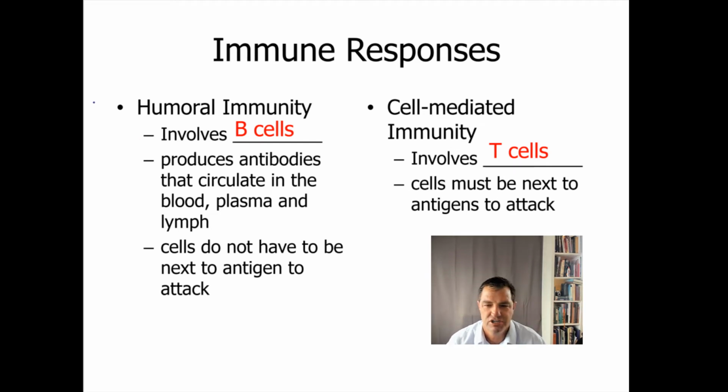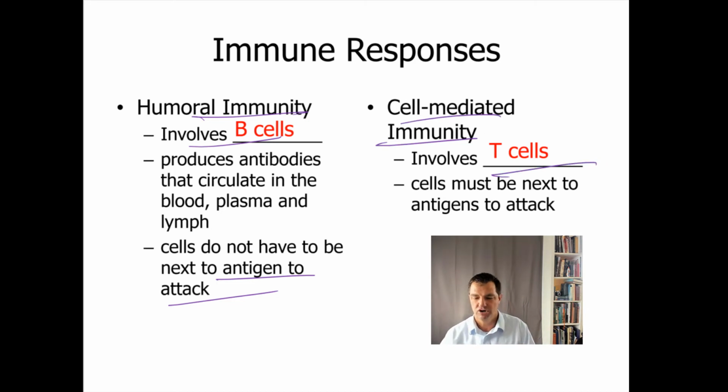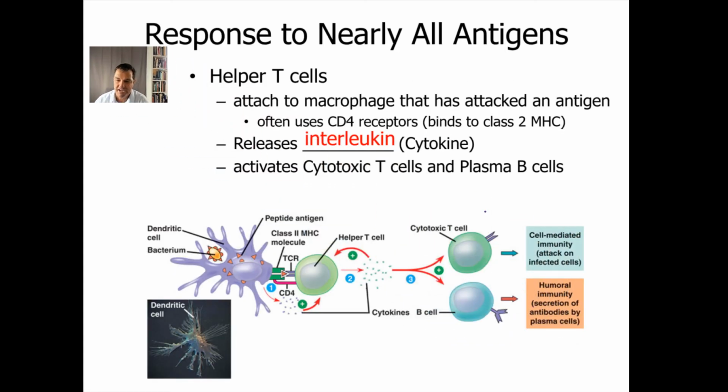So first, we have humoral immunity, and humoral immunity involves B cells. Like I said before, B cells produce antibodies, and they don't have to be next to the antigen to attack it because they can be in the blood and they can travel around. Then we also have cell-mediated immunity, which involves T cells. And again, those have to be next to the antigen to attack it.